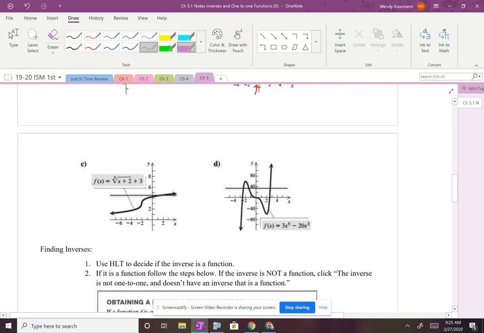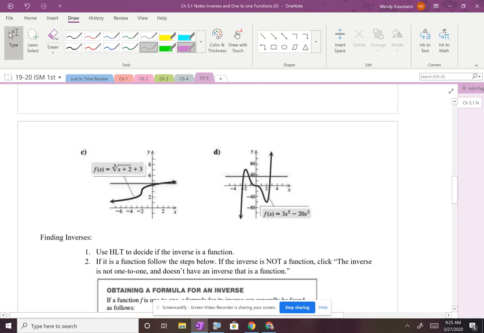Let's look at letter C. Okay, it gives us an equation here. We are going to use the horizontal line test again. Now in this one, anywhere that I draw that horizontal line, it will touch the graph exactly one time. So this tells me again that it passes the horizontal line test. Since it passes the horizontal line test, that tells you that f of x is one-to-one, and it tells you that f inverse of x is a function.